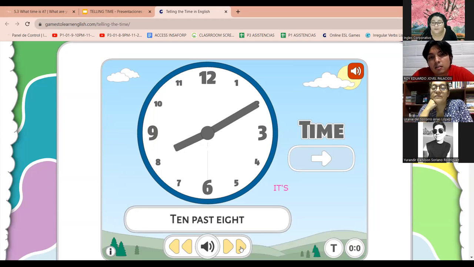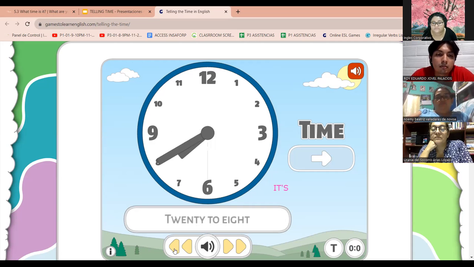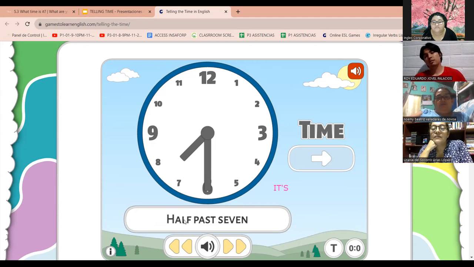It's 10 past 8. Ahí ya utilizo el past, right? O el after, cualquiera de los dos. Igual que el 2. En vez del 2, podría tener aquí before. Por ejemplo, 5 before 8. 10 before 8. Quarter before 8. Y si tengo las y media, ¿qué dicen? Half past. It's half past seven.